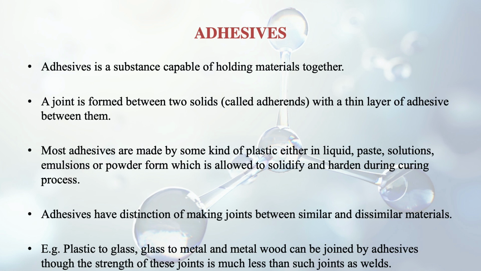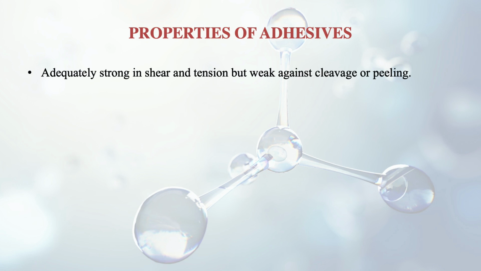So what are the properties of adhesives? They are quite strong in shear and tension, but they are weak against cleavage or peeling. So peeling is also a process. I will show you with a figure also, like you are removing a certain layer from a substance. So that thing is not good for this adhesive. Otherwise in shear and tension they have reasonable strength.